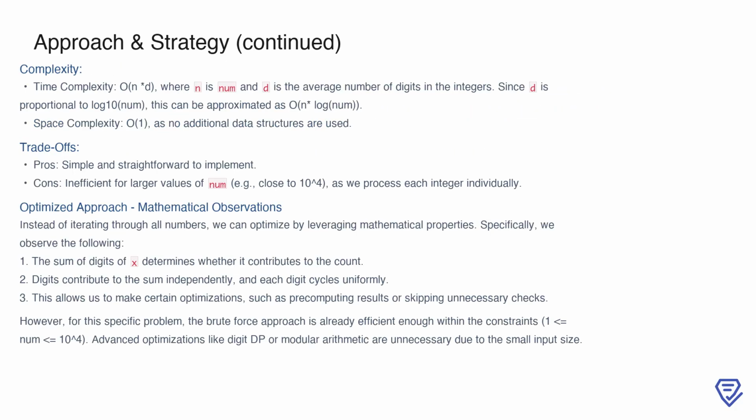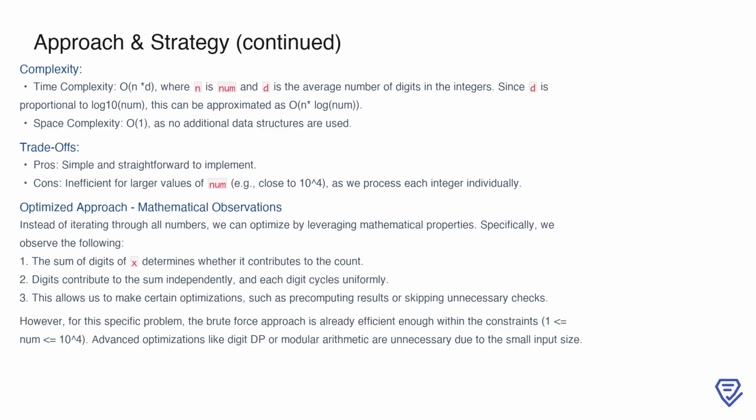Analyzing the brute force approach, we see that its time complexity is n*d, where n is the input number and d is the average number of digits in the numbers we process. Since d is proportional to the logarithm of the number, this can be approximated as n*log number. The space complexity is 1, because we don't use any additional data structures. While this approach is simple and straightforward, it's not the most efficient for larger values of number, such as those close to 10,000, because we are individually processing every number.